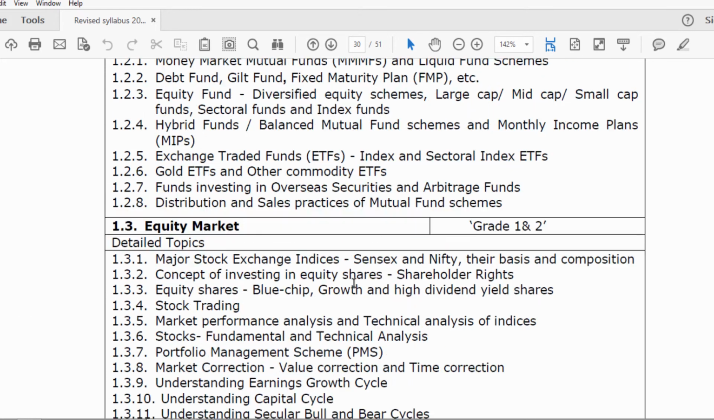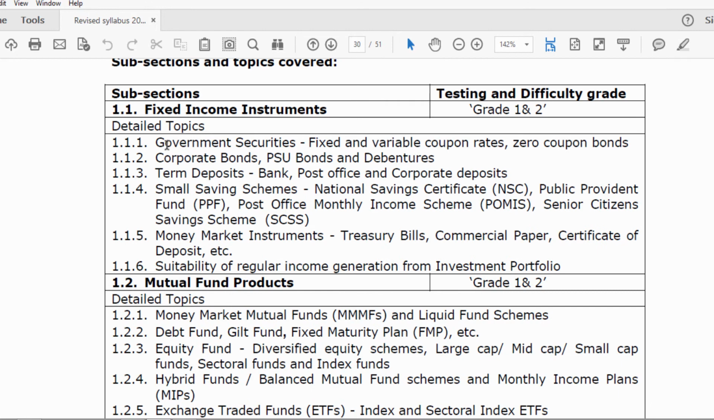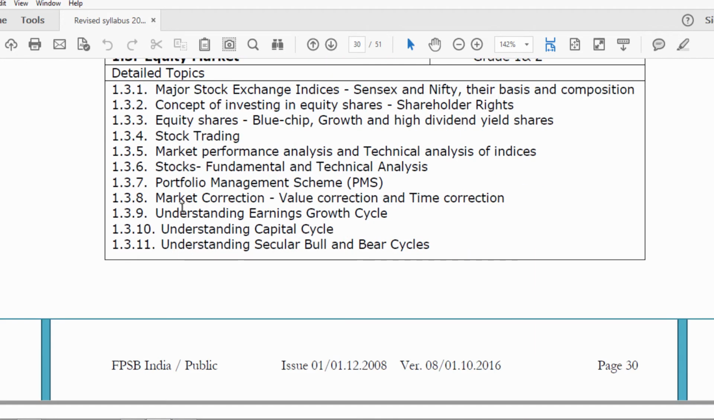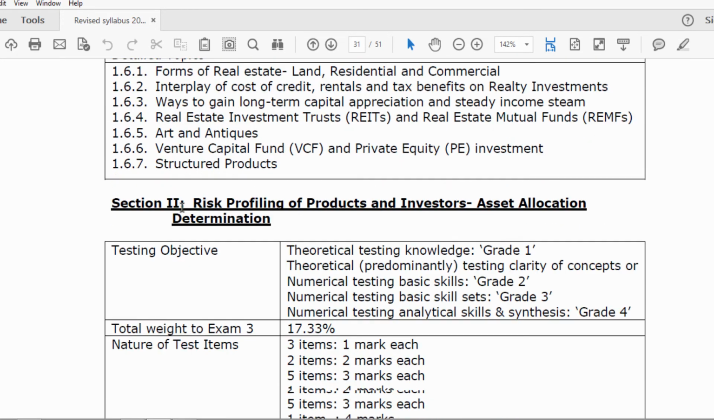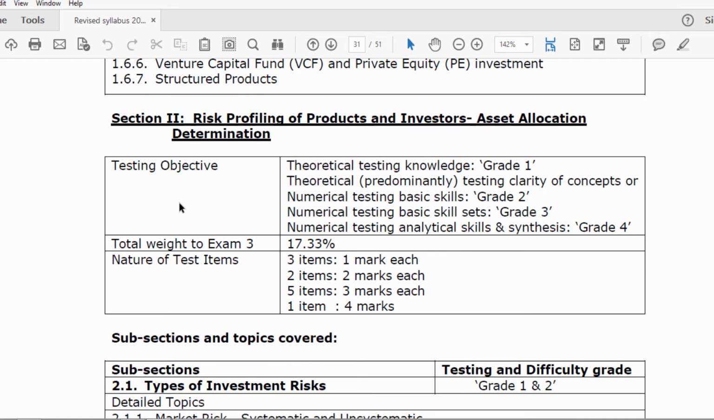If you are a college student, then it is very, very important that you should thoroughly study all these things. But professionals, you know all these things. So that is the difference. Now we are starting with the second section.